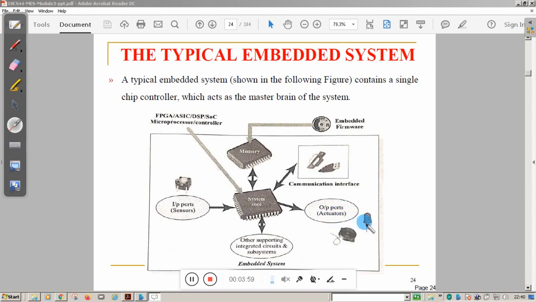Similarly, we can see here memory, a small memory which is responsible for holding the controlling algorithm or logic. Based on this logic, this embedded system will work, and the other configuration details. So what does this memory actually contain? This memory contains embedded firmware. I told in the previous video the difference between firmware and software. Firmware means it's software permanently stored, it cannot be reprogrammed.